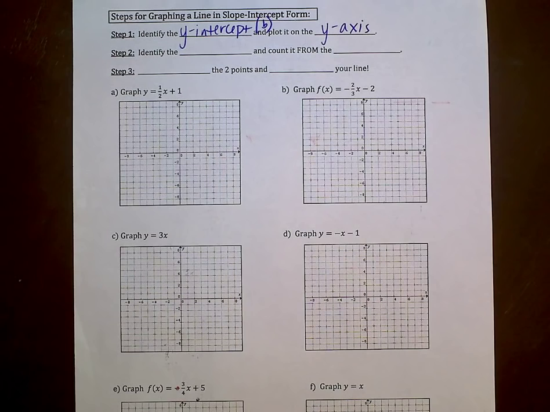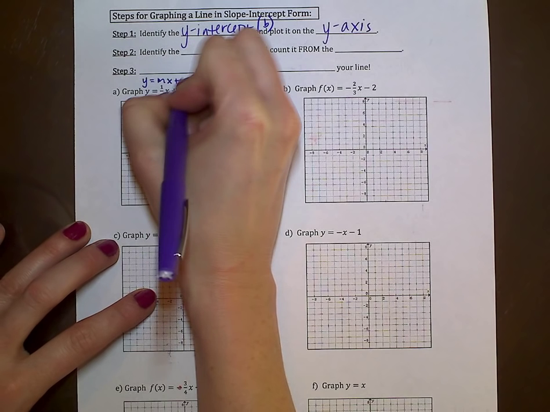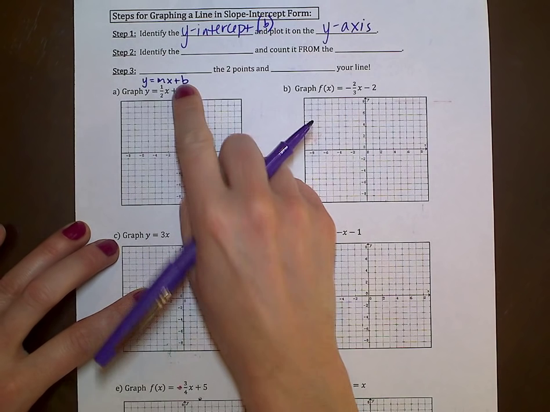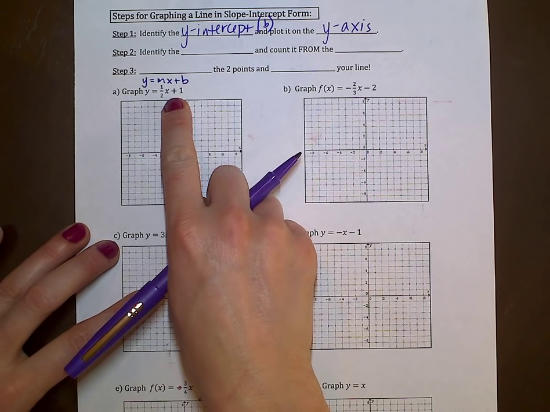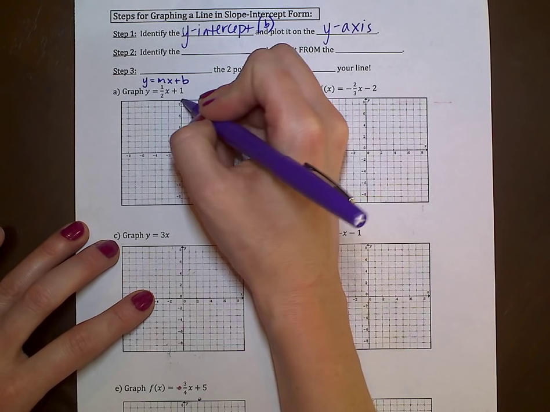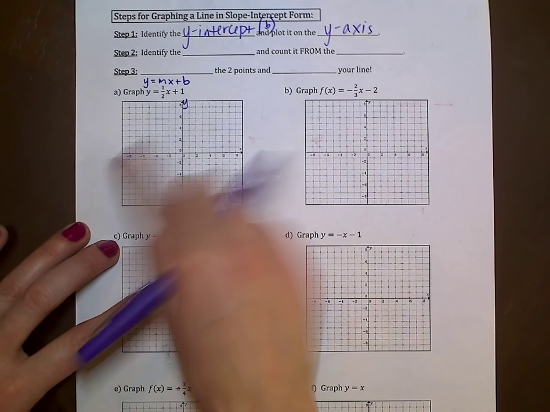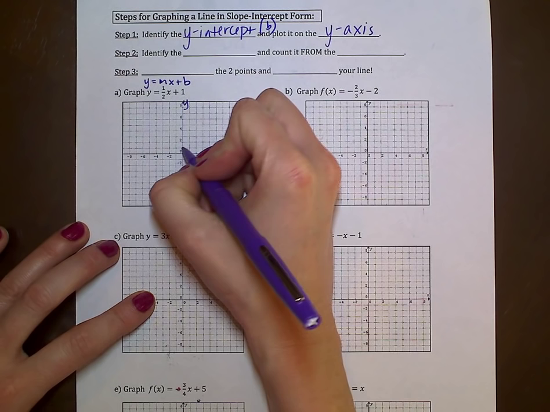So for example A, I'm going to take it step by step. So I'm comparing to mx plus b. B is the y-intercept. In this case, it's positive 1. So I'm going to go on the y-axis, okay, the vertical axis here. Don't go on the x-axis. That's a common mistake. On the y-axis, go up to 1 and plot a point.